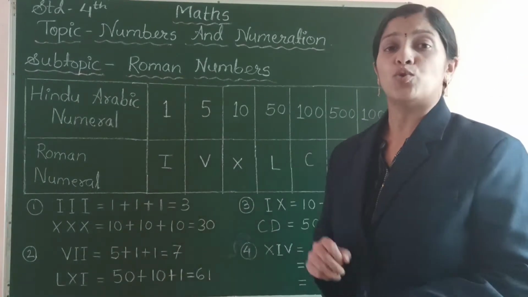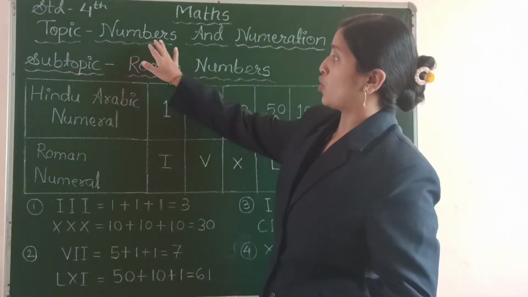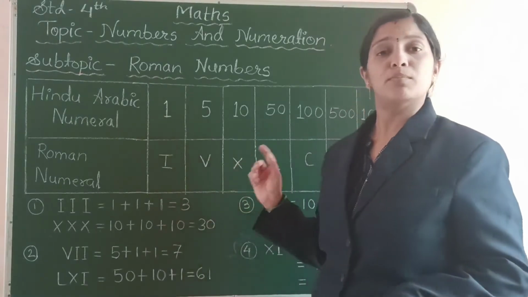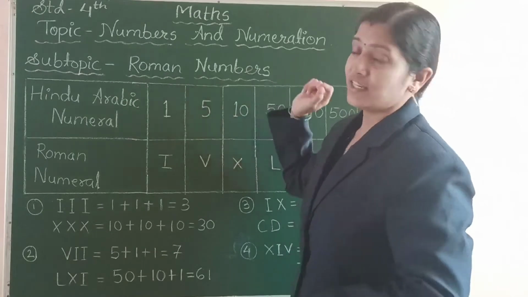So students, today we will be seeing the last subtopic of the topic numbers and numeration. This is the last subtopic that belongs to the first lesson. The subtopic is Roman numbers.